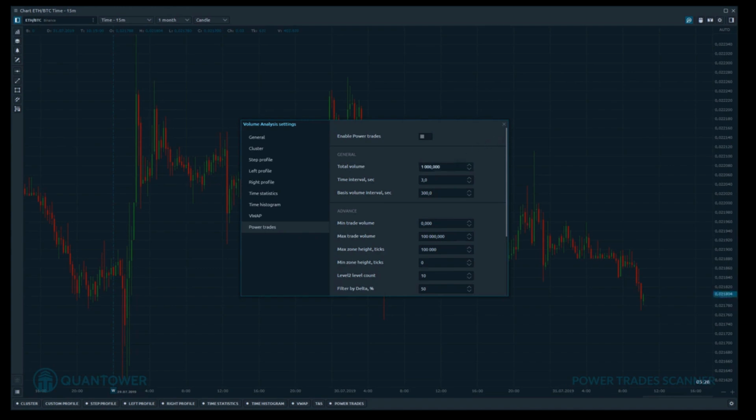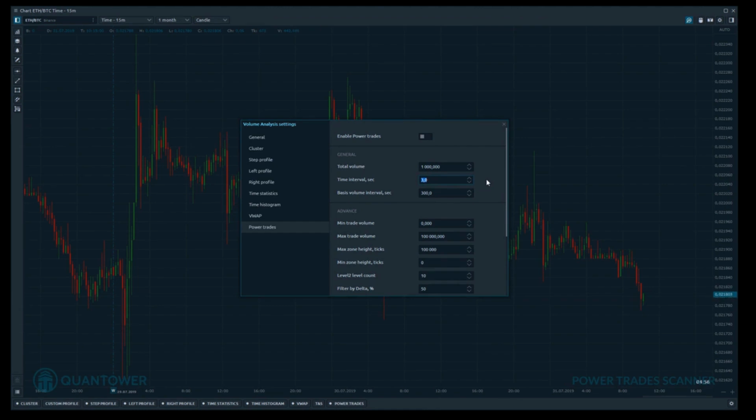Now the first parameter is the total volume. It means the amount of coins or lots of some particular asset that should be traded in a specified period of time. This period of time we call the time interval. It is measured in seconds, and by default, we suggest using 3 seconds as the value of the time interval, but for some symbols you may need to play around with it to find a more accurate value.